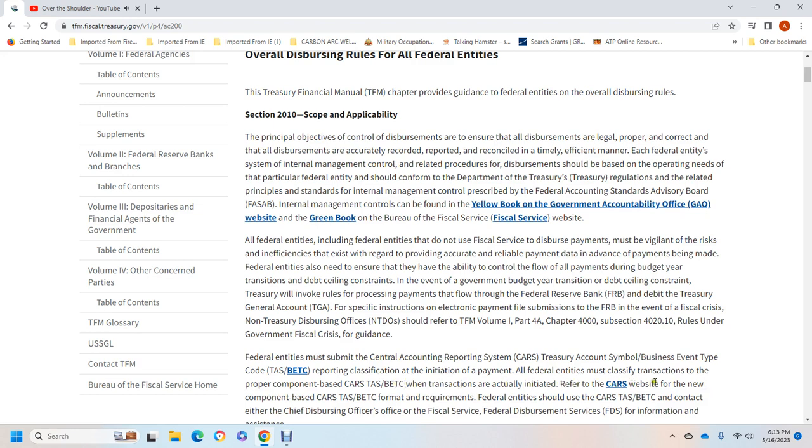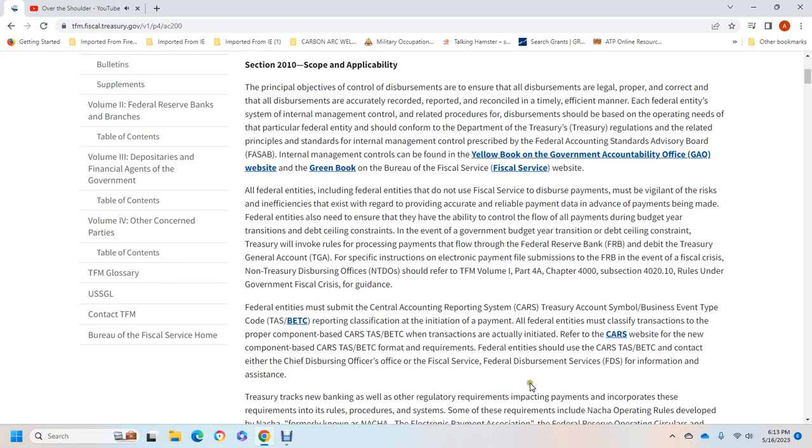Before the CARS website for the new component of the CARS Treasury Account Symbol, the Business Event Type Code format requires federal entities to use the CARS Treasury Account Symbol and Business Event Type Code. Contact either the distribution or disbursing officer for the Federal Disbursement Services for information and assistance.